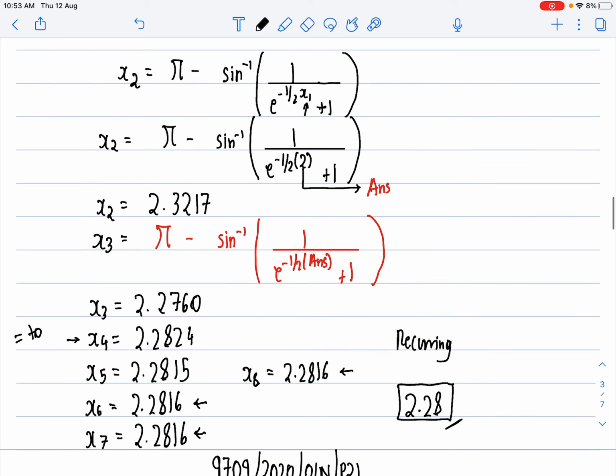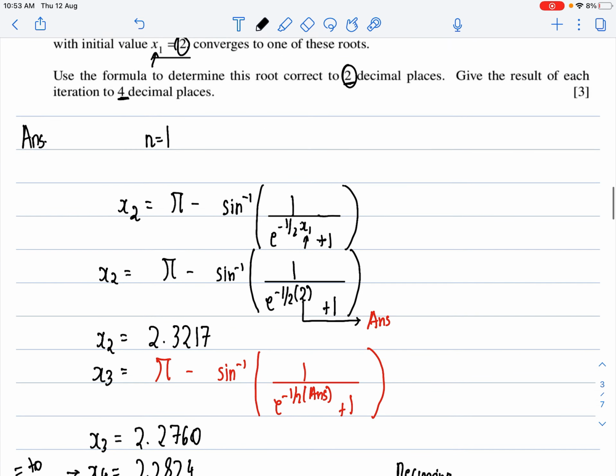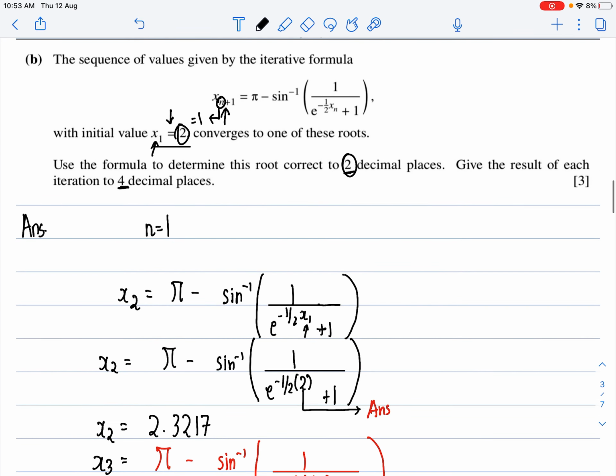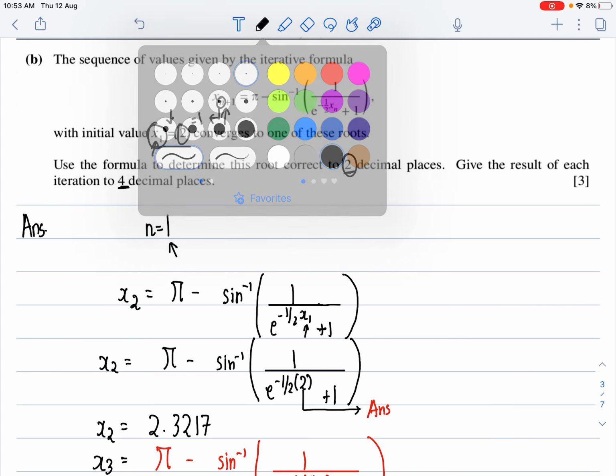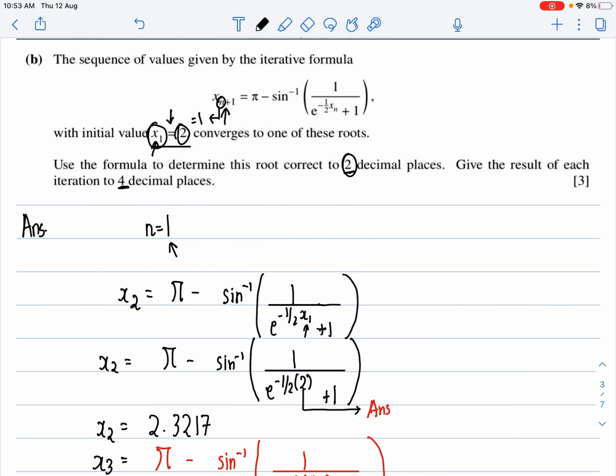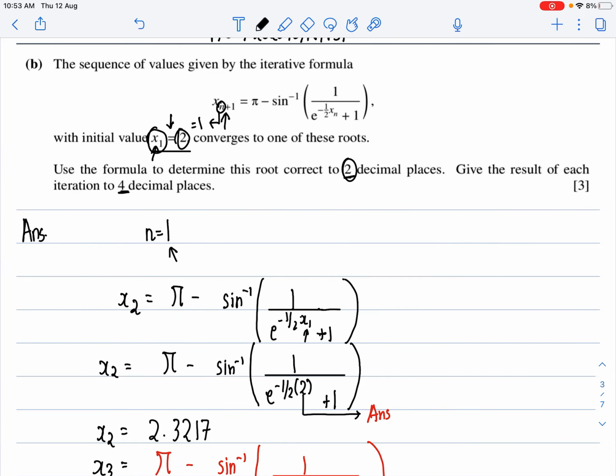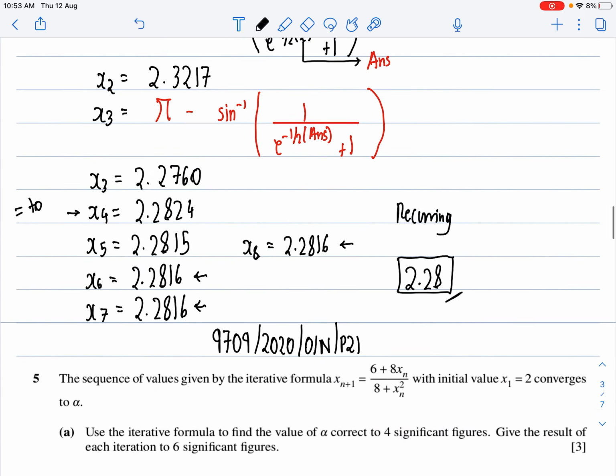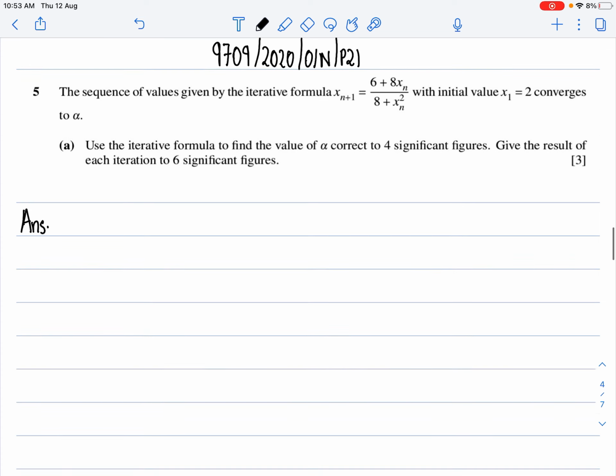Understood the method? This is basically the method. The only difference in some questions is that here you took your n as 1. Sometimes they don't give you the initial value, so in that case you need to take your n as 0. This is important to remember. Here, because the value is given, you take your n as 1. Now, let's do another example.